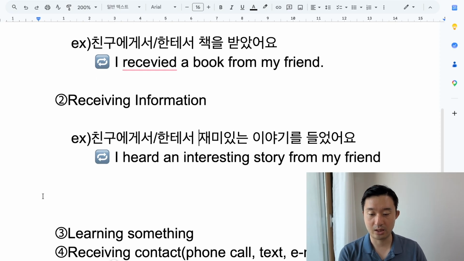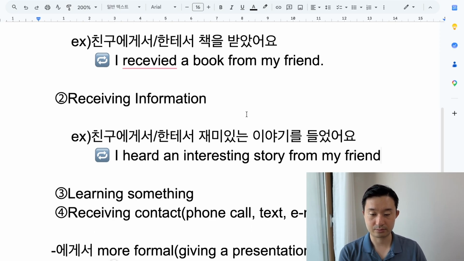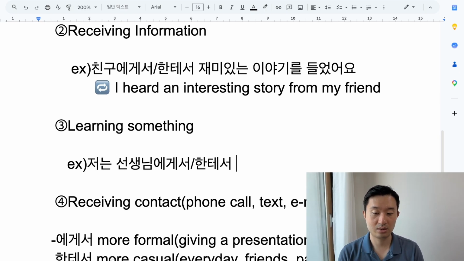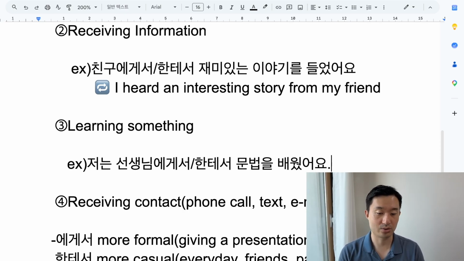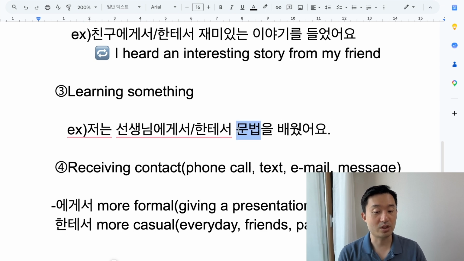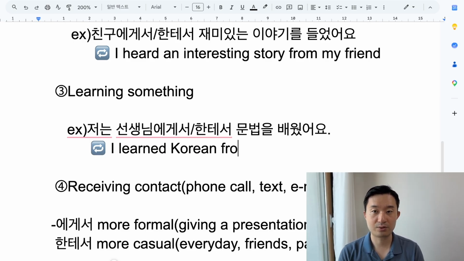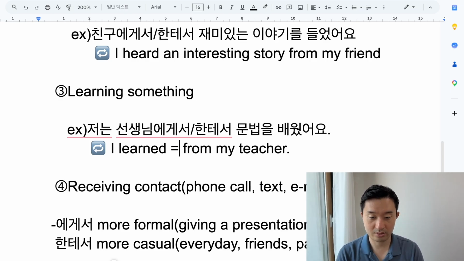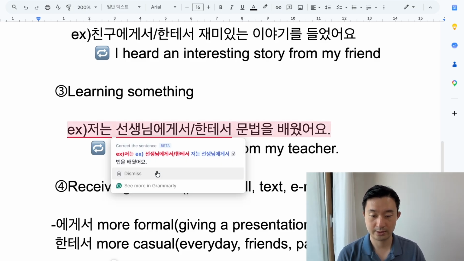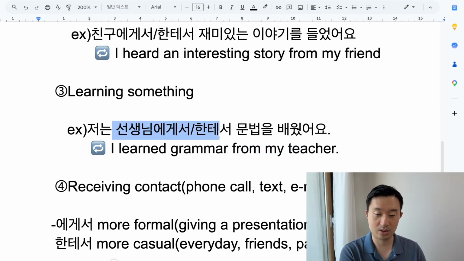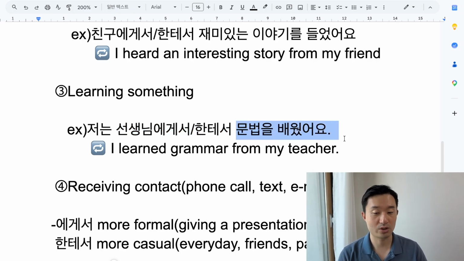And the next case is learning something. For example, I can say 저는 선생님에게서 or 한테서 문법을 배웠어요. So how do you translate this one? 문법 means grammar. So this would be I learned grammar from my teacher. Again, from whom? From my teacher, right? 선생님에게서 or 한테서 문법을 배웠어요.